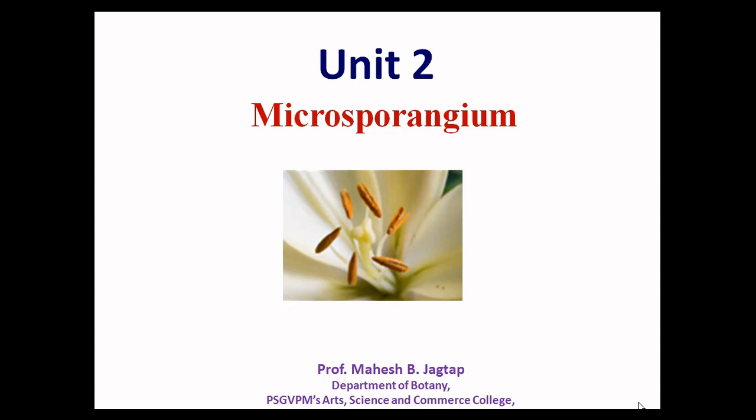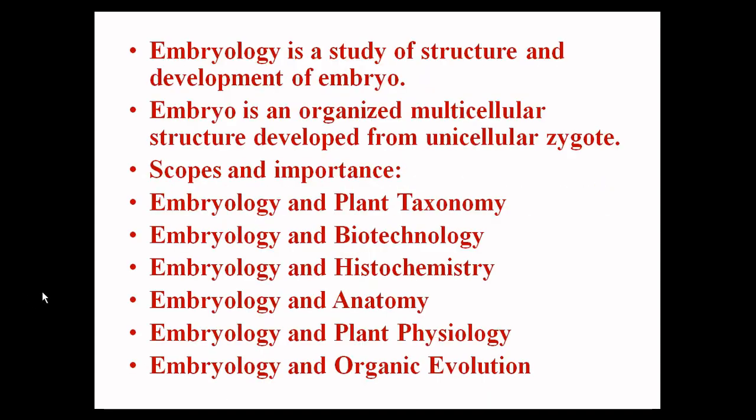Before starting with this unit, let us have a quick review of the last session. In the last session we discussed the introduction to embryology. In this we have seen the reproduction in angiospermic plants, in which we saw how the male and female gametes are produced, how they undergo the process of fertilization and form the zygote, and how the zygote, by successive stages of embryo development, produces the embryo.